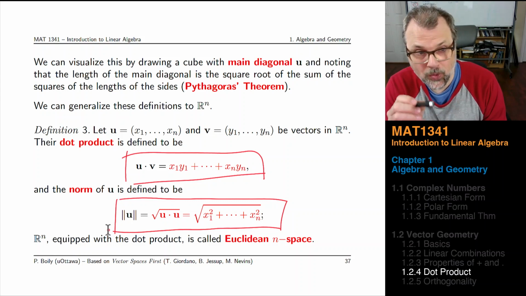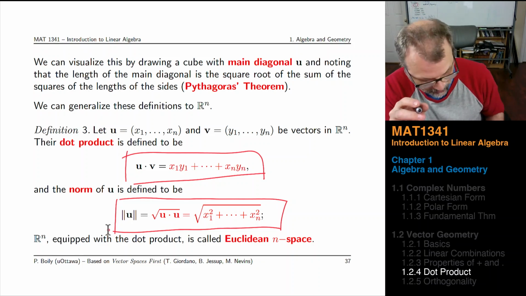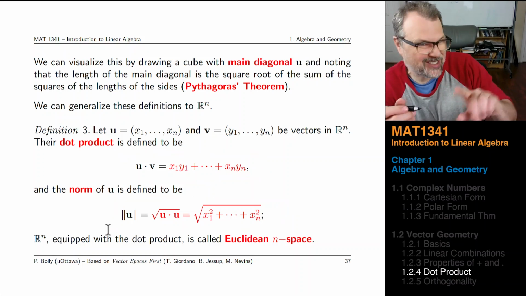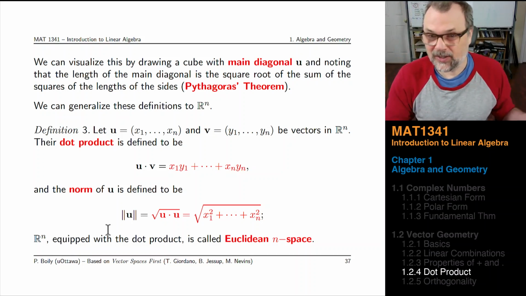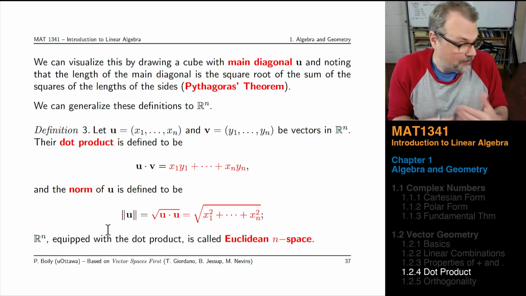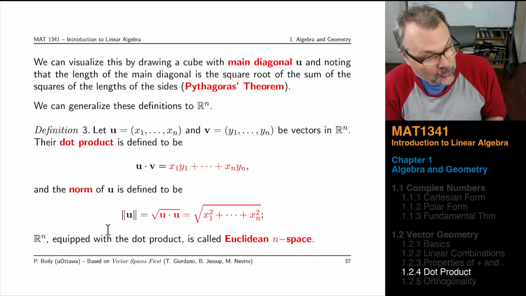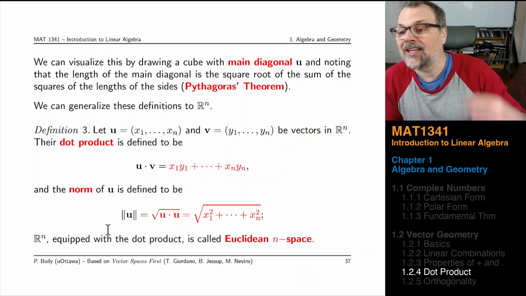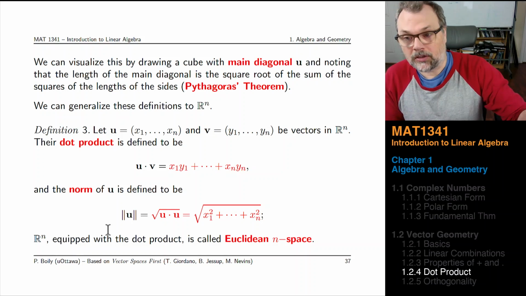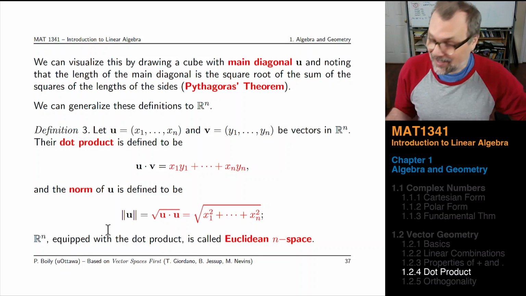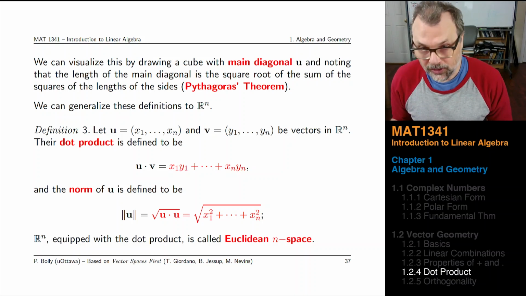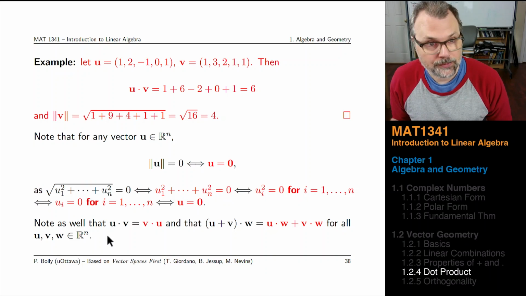When you equip Rn, n space, with the dot product defined here, you actually give Rn a new name. We call it Euclidean n space. You heard me slip earlier and call Rn Euclidean space. It's because I was cheating a little bit, letting you know that we were going to be dealing with Rn not just as a space of vectors, but a space in which we have an inner product, a dot product. And once we have an inner product, a bunch of nice things can happen. This is something that some of you will study in the second year and third year linear algebra course.